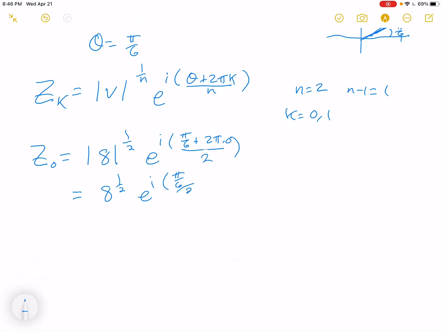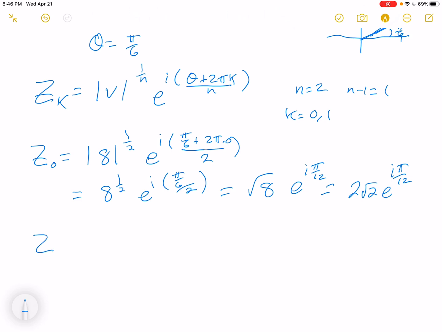So pi over 6 over 2. So that's going to be the square root of 8 e to the I pi over 12. And what's square root of 8? 2 root 2 e to the I pi over 12. Okay, there's one of our roots.